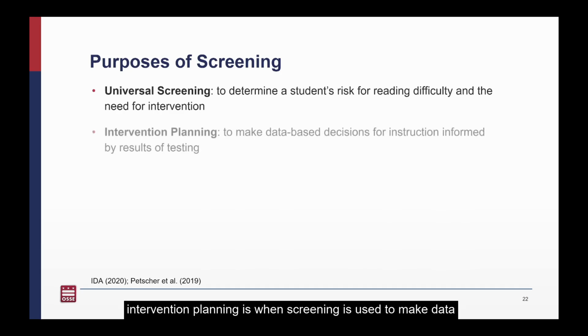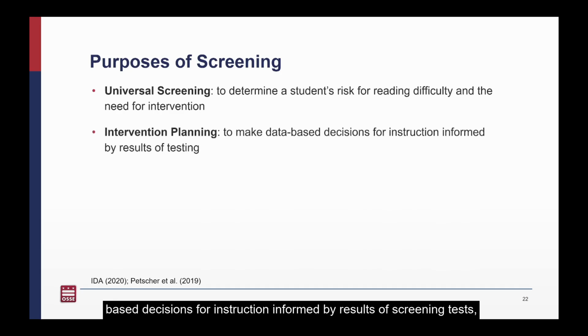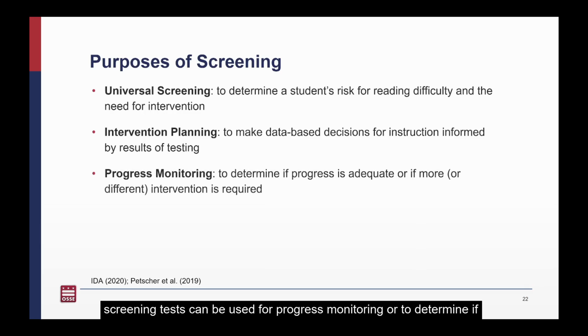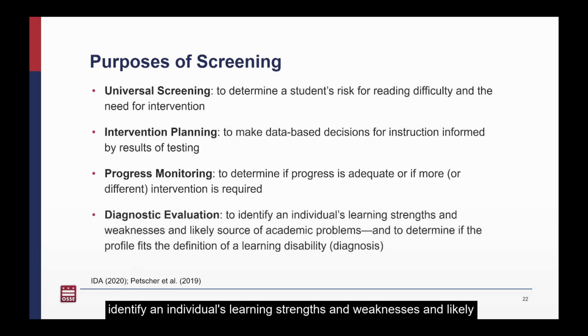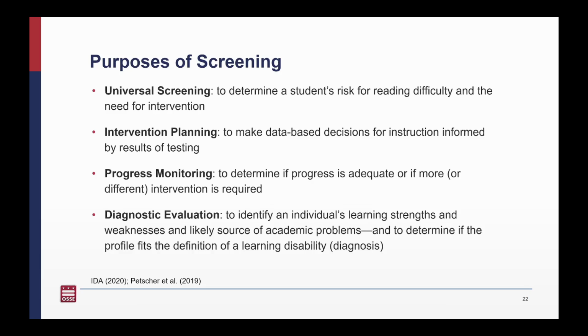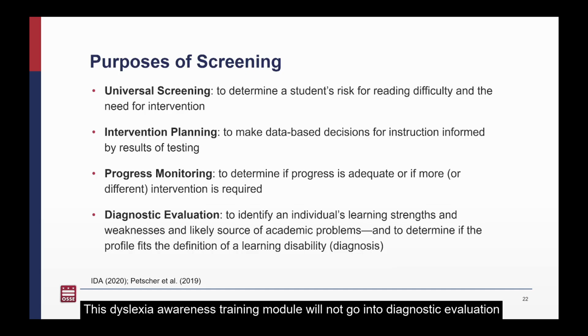Screening for intervention planning is when screening is used to make data-based decisions for instruction informed by results of screening tests. Screening tests can be used for progress monitoring, or to determine if progress is adequate, or if more, or a different, intervention is required. And finally, screening can be used within a diagnostic evaluation to identify an individual's learning strengths and weaknesses, and likely source of academic problems, and to determine if their profile fits the definition of a learning disorder diagnosis. This dyslexia awareness training module will not go into diagnostic evaluation.